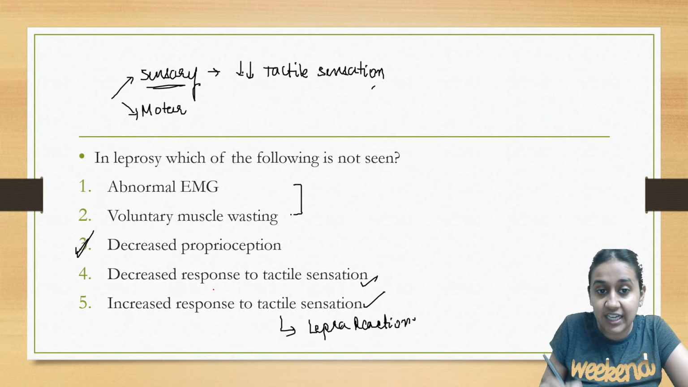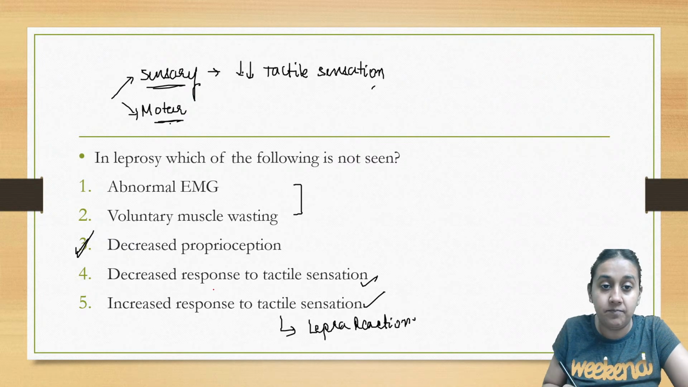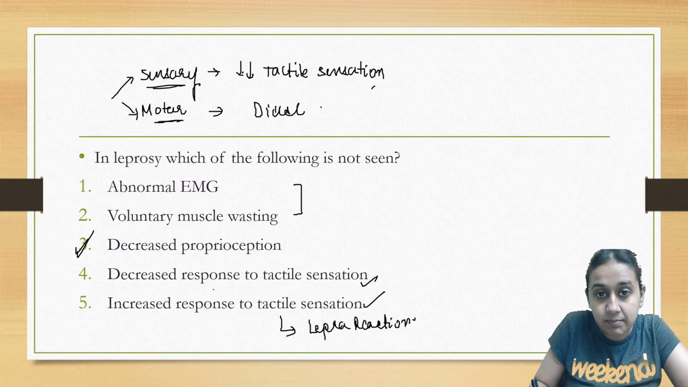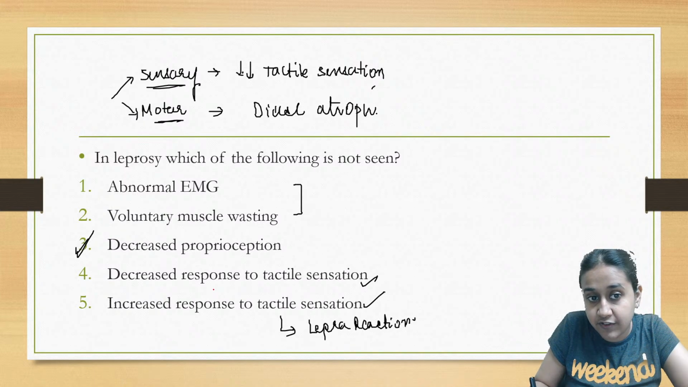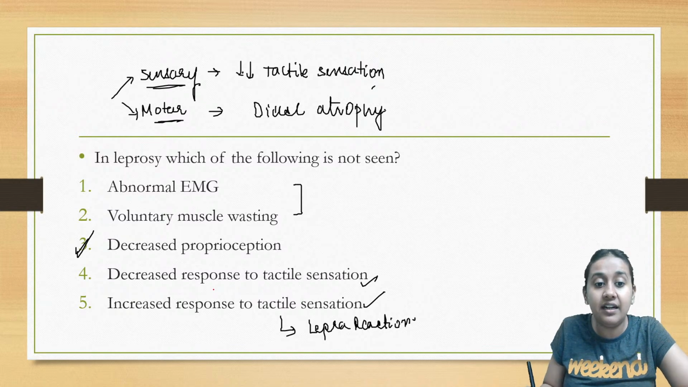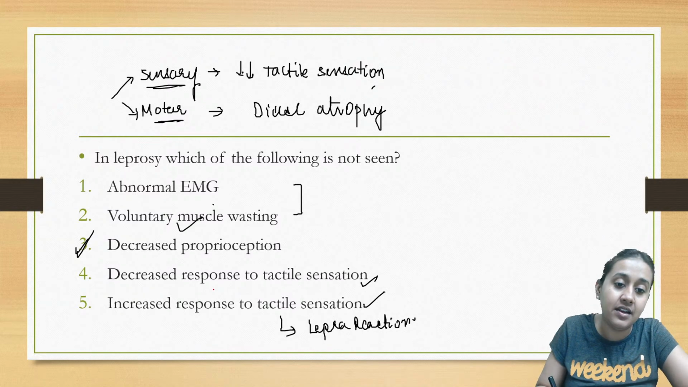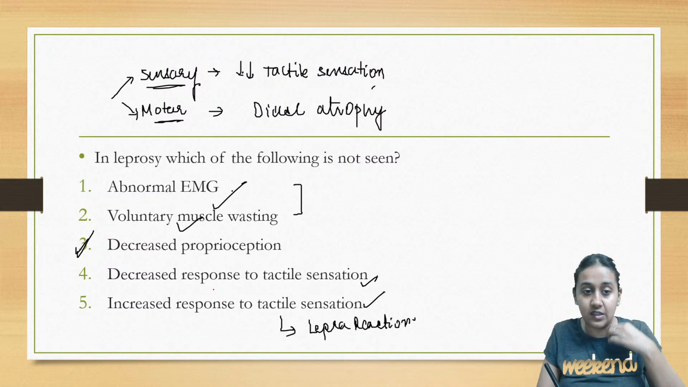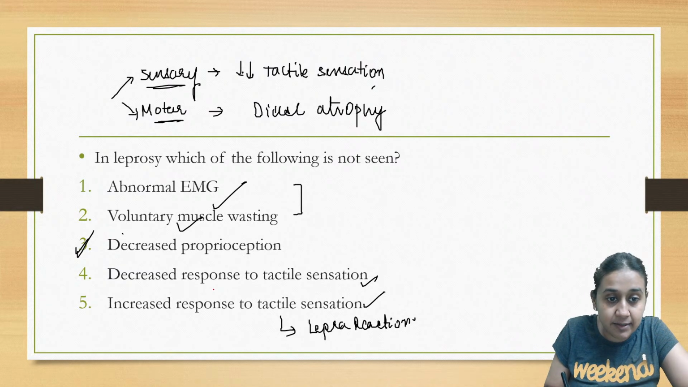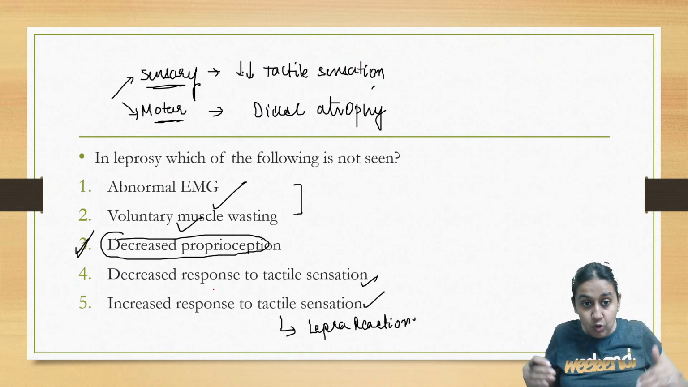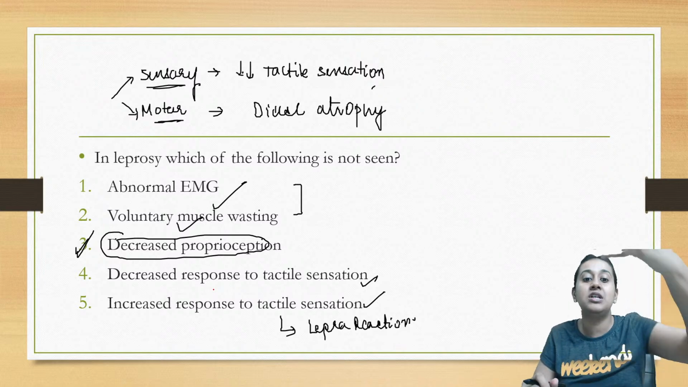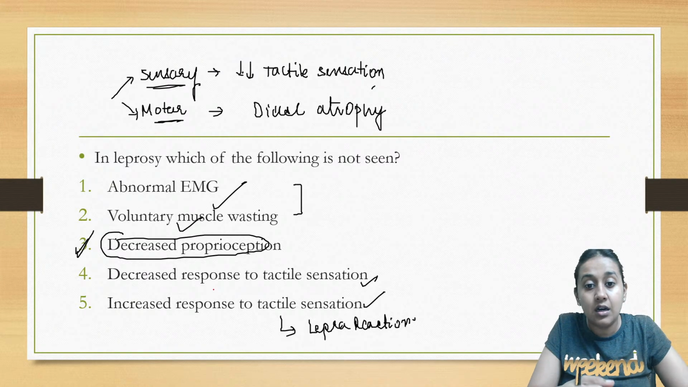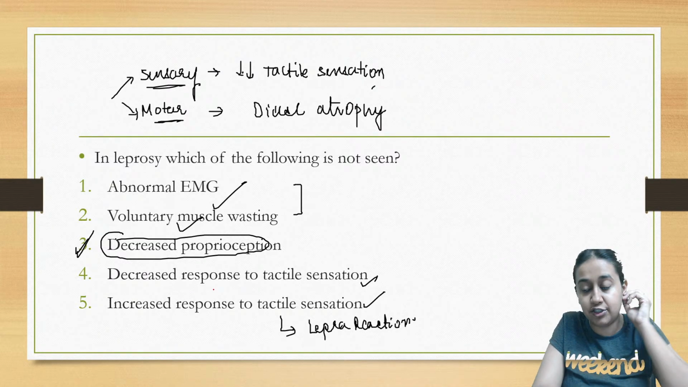Now why is there a change in the muscle? This is because of the motor function. And what happens in the muscle? You will see disuse atrophy. Please remember, you develop disuse atrophy in the muscles, and that gives rise to voluntary muscle weakness and abnormal electromyography. So both these features occur because of this. The only incorrect statement, which is not seen, is proprioception. All the fibers carried through the posterior column of the spinal cord, like proprioception, stereognosis, vibration sensation, are intact in the patients of leprosy.